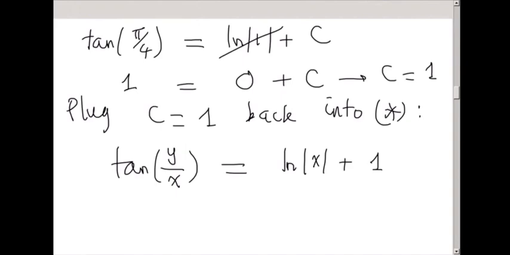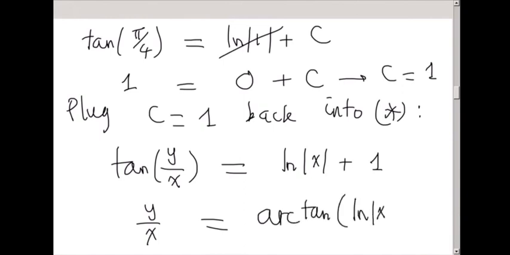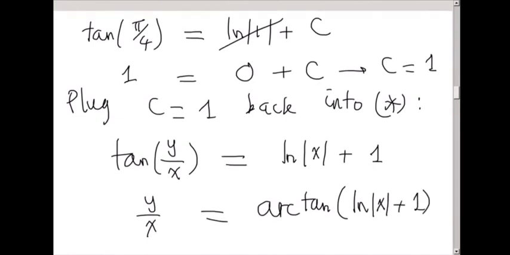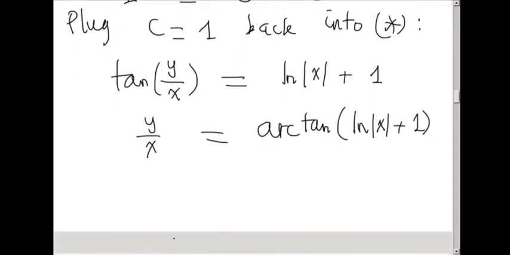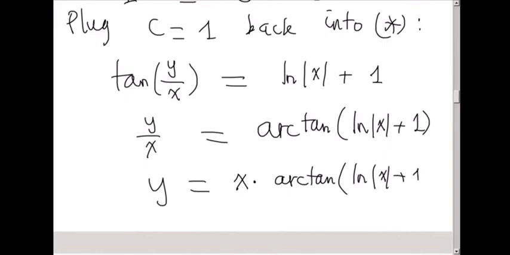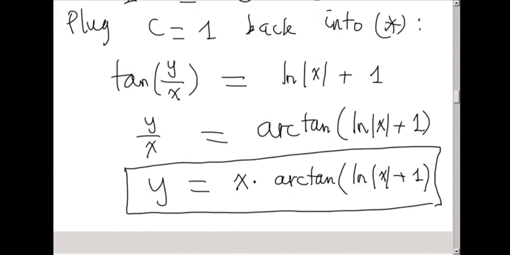So how do we solve for y? Tangent of y over x is whatever is on the right hand side. So y over x is arctangent of whatever is on the right hand side. And now multiplying both sides by x, we have the final answer: y equals x times arctangent of log of absolute value of x plus 1. And this is the solution to the given homogeneous equation.